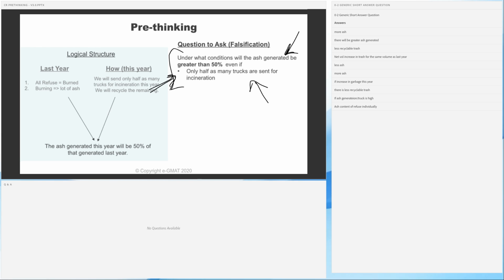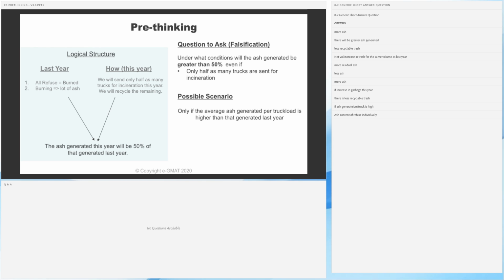If ash generation per truck is high, that's the only case. The only possible scenario in which I am going to generate more ash, my amount of ash generated would be more than 50% of what it was last year, is if I pack these trucks up so tightly that ash per truckload is higher this year than it was last year. Is that clear? That's the only scenario.